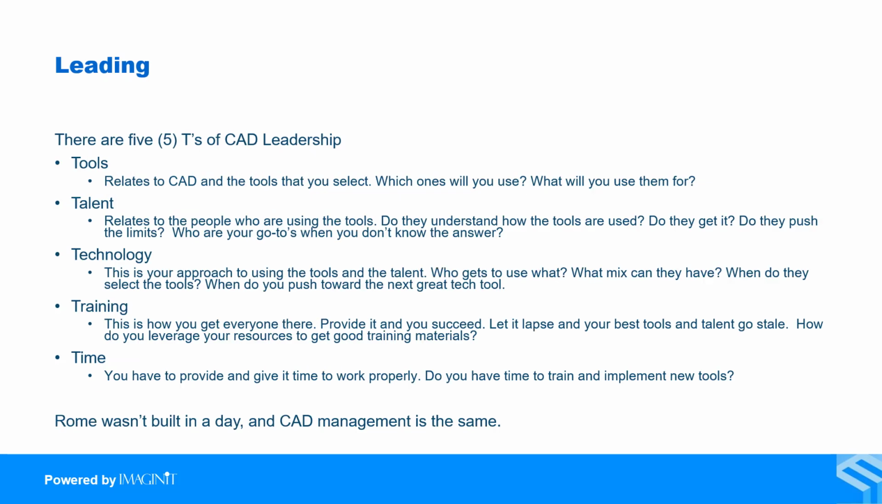So once you have those, now we have leading, and there are 5 T's to CAD leadership. First is tools, relates to the CAD and the tools that you select. Which ones will you use? What will you use them for? Talent, this refers to the people who are going to use the tools. Do they understand how the tools are used? Do they get it? Do they push the limits of those tools? And who are your go-tos when you don't know the answer?